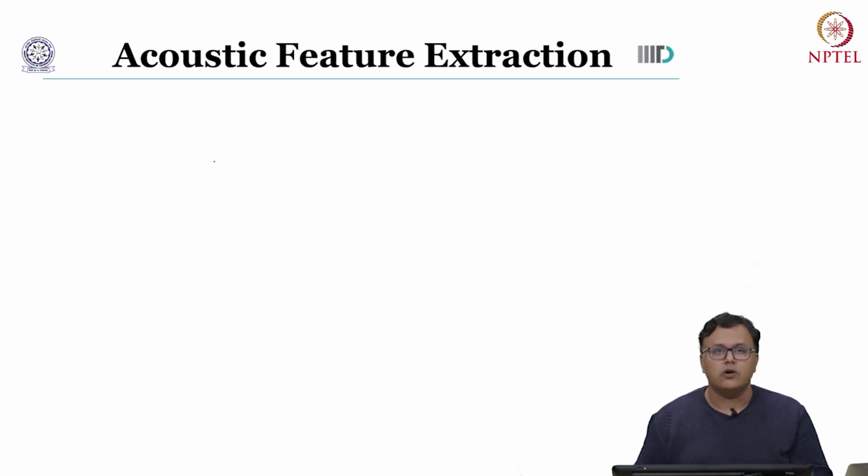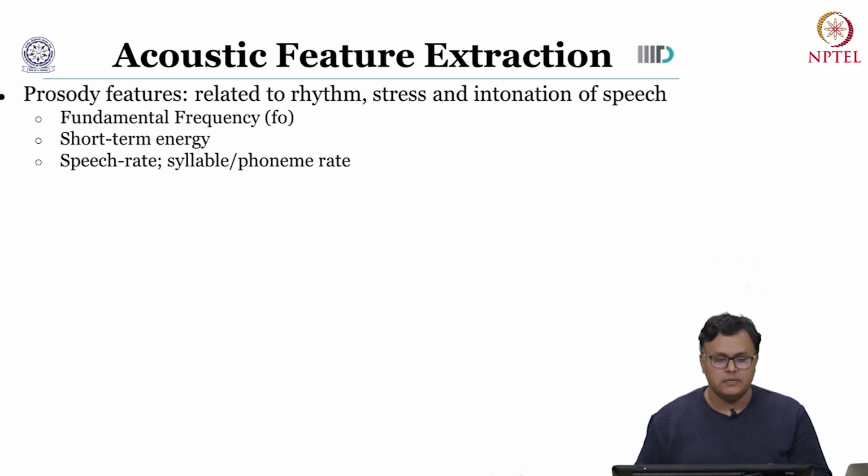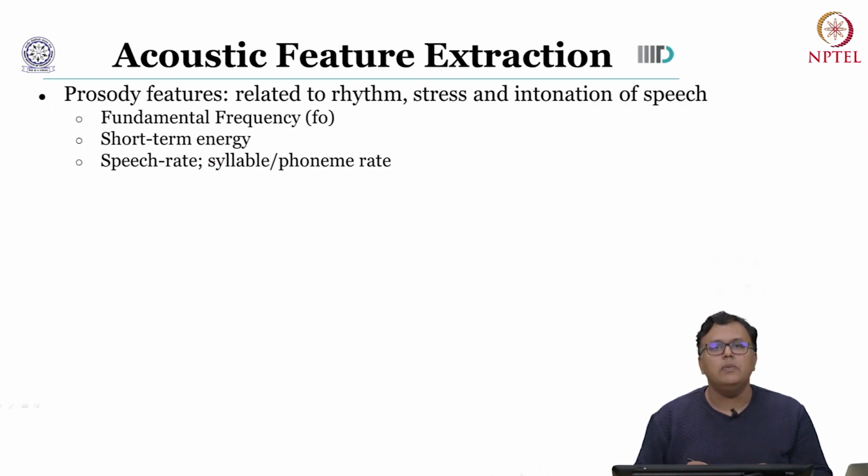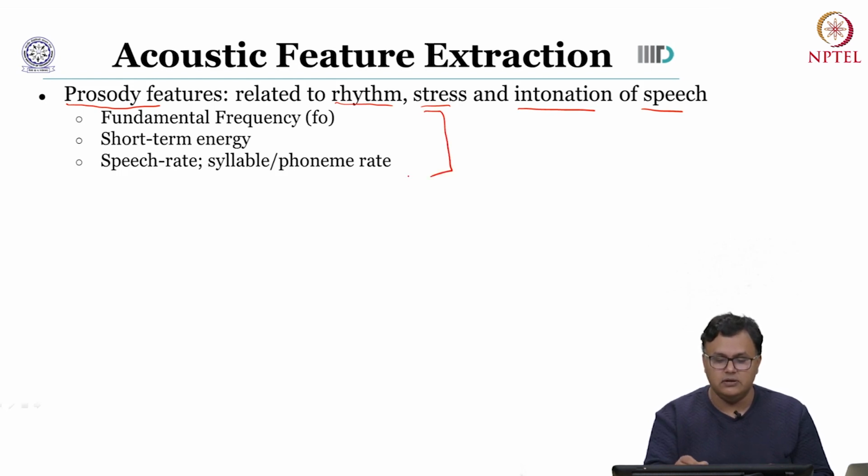So first we will talk about the automatic feature extraction for speech. Friends, the very commonly used features are referred to as the prosody features. These relate to the rhythm, stress and the intonation. These are generally computed in the form of the fundamental frequency, the short term energy of the input signal, and simple statistics such as the speech rate, syllable and the phoneme rate.